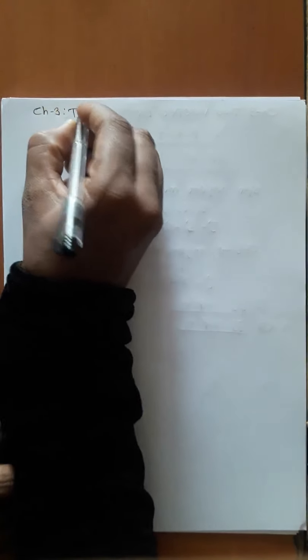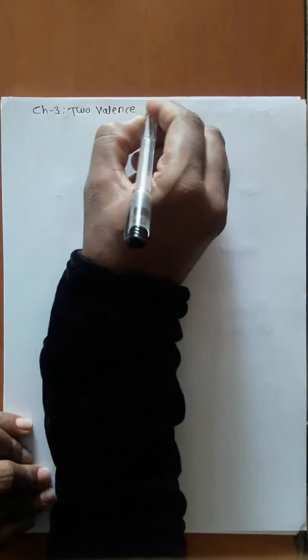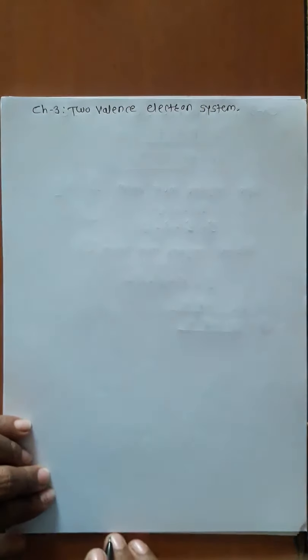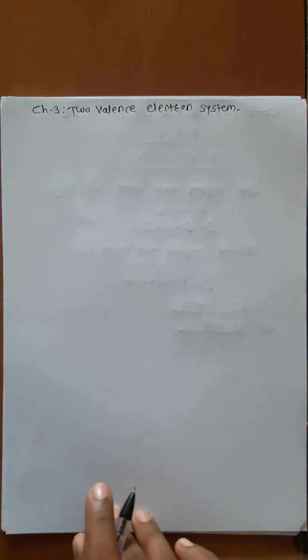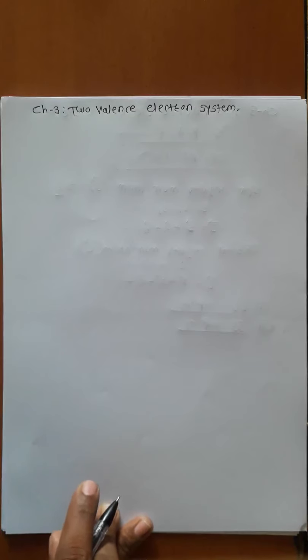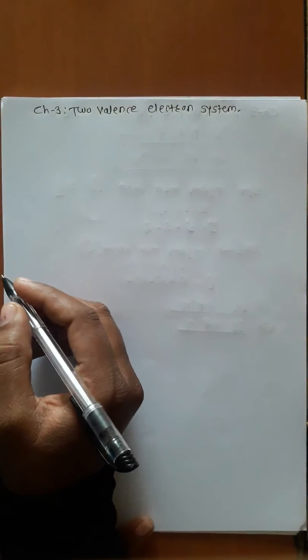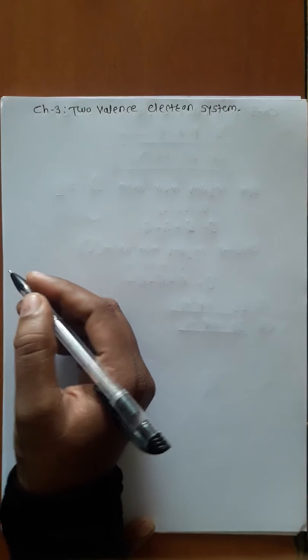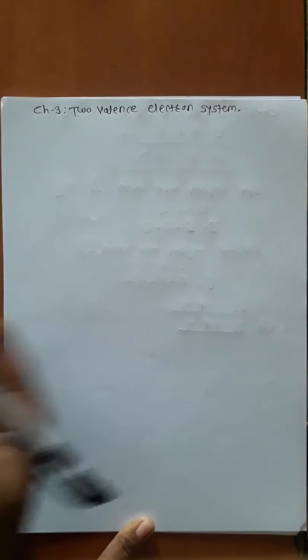Hello everyone. In this lecture, I am going to start a new chapter, chapter 3, two valence electron system. In the last lecture, we already saw the one valence electron system, Pauli's exclusion principle, and the electronic configuration of an atom. I will take some examples of how to write the electronic configuration of an atom, and Hund's rule of maximum multiplicity, and how we distribute the electrons in various shells or subshells.